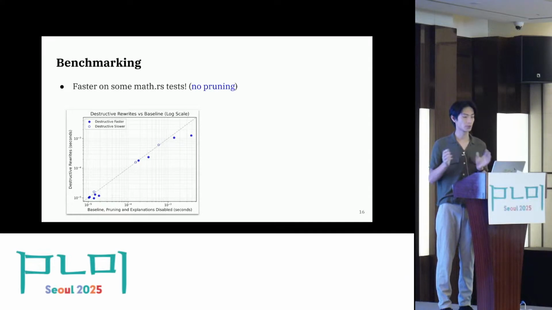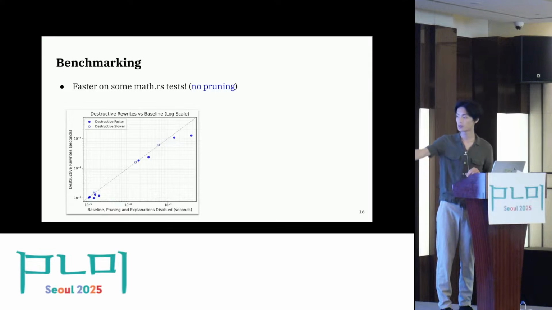I also disabled pruning. For the math test suite to complete on time in EGG, they use pruning in order to make sure that the e-graphs don't get too big. So just as a fair comparison, I got rid of both pruning and explanations. And so we can have this nice little log graph here with the destructive rewrites on the y-axis and the baseline on the x-axis.